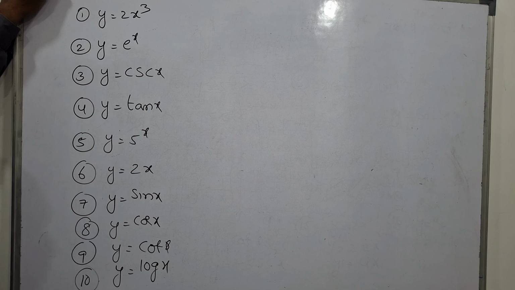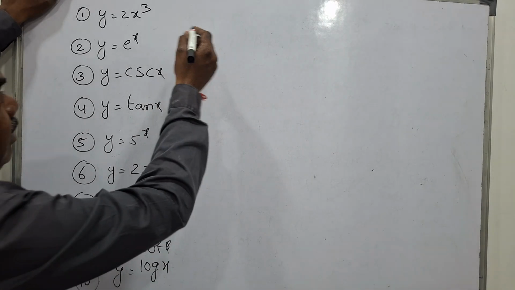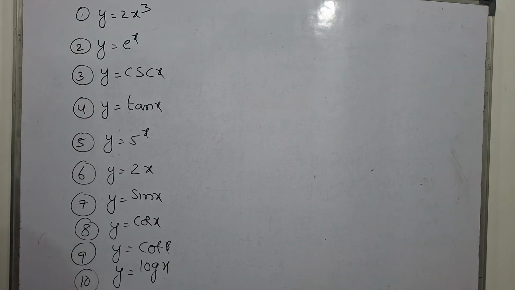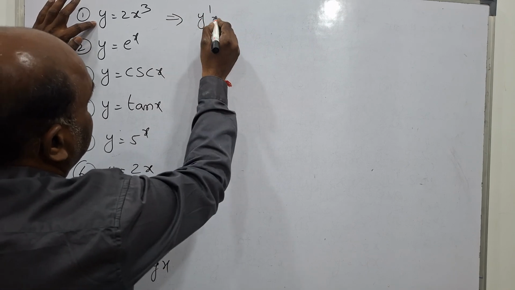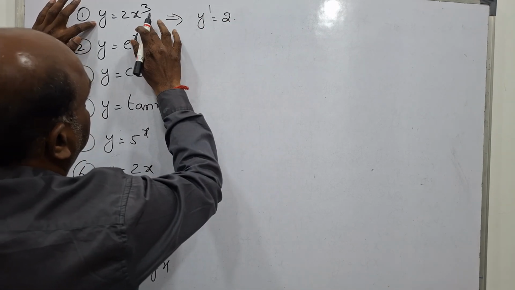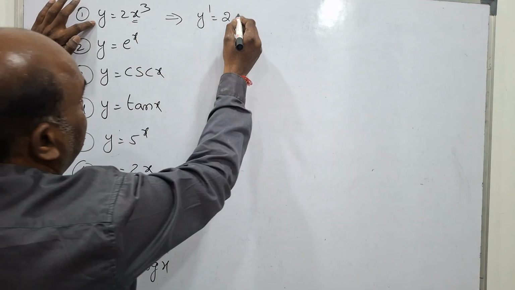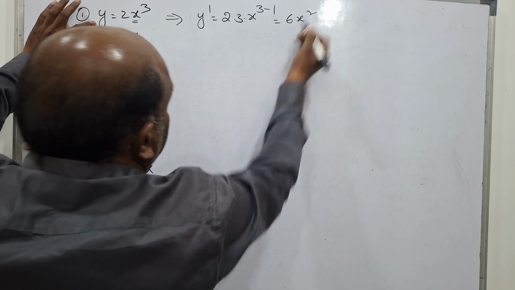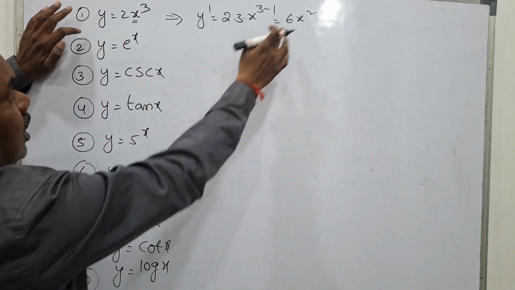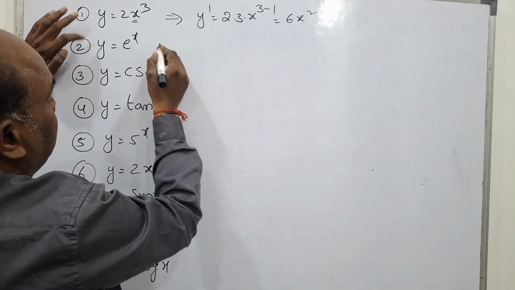See children, here 11 questions are given. You have to find the differentiation one by one. I will tell you. You write down, pause it and try once. Then after that you see the answers. Differentiation of 2x cubed: y dash is equal to 2 constant. This is in the form of x power n, n into x power n minus 1, 6x square. This is the answer. Y dash value, differentiation of this function, is 6x square.